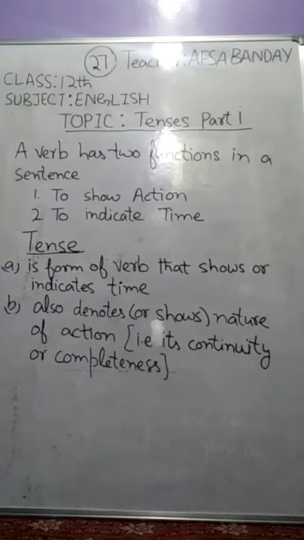You know tenses are related to verbs. A verb has two functions in a sentence: first, to show or denote action, and second, to indicate time. So tense is the form of a verb that shows or indicates time. That means whether the action belongs to the past, the present, or the future. And tenses also show the nature of action, that is, whether an action is in continuous form or in its complete form.